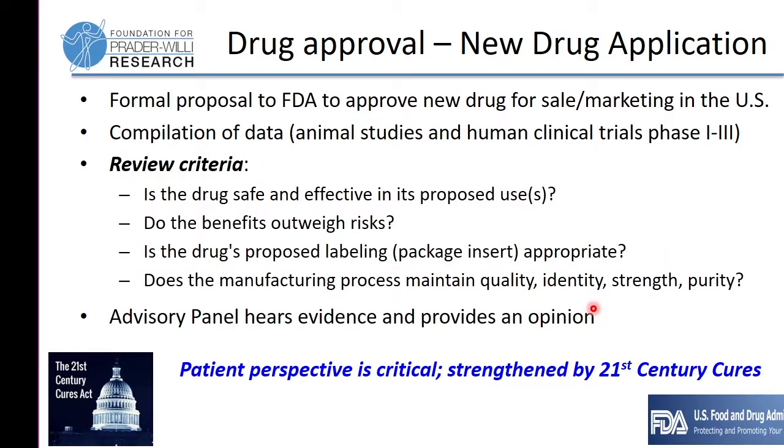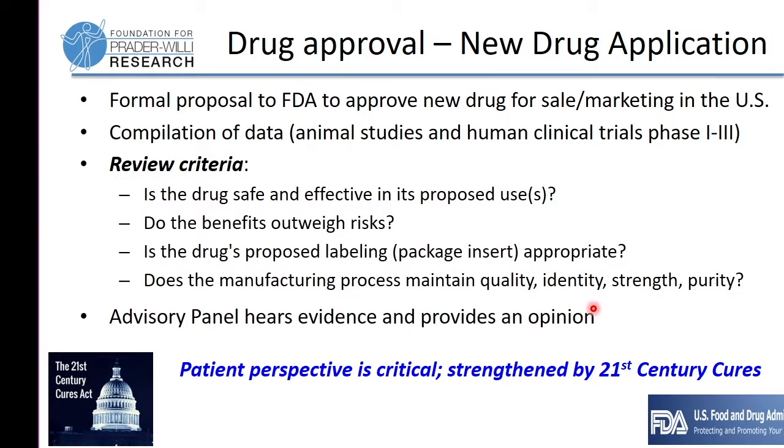After that whole process is done, the FDA pulls all the data and reviews it all, and they do what's called a benefit-risk assessment. So they look at whether the drug is safe and effective for what the company is proposing it will be used for. Do the benefits outweigh the risk? Is the labeling, how they're going to use it, appropriate? And is the manufacturing process good enough to support the market?